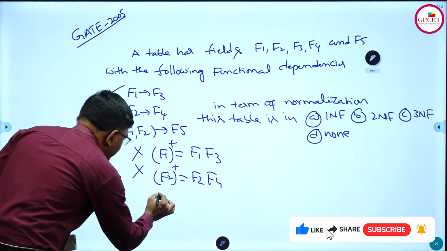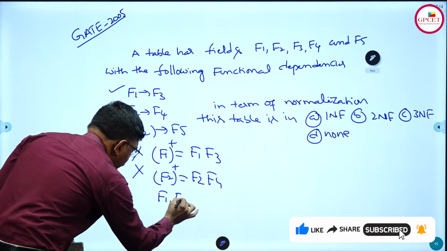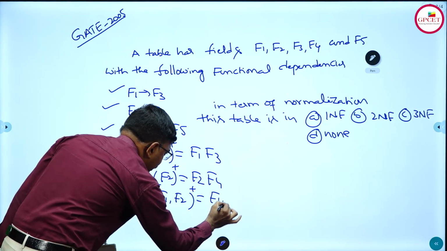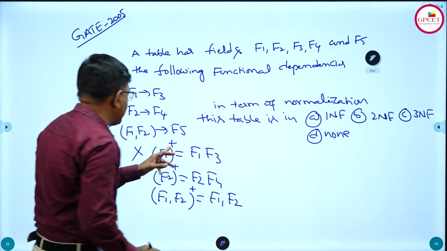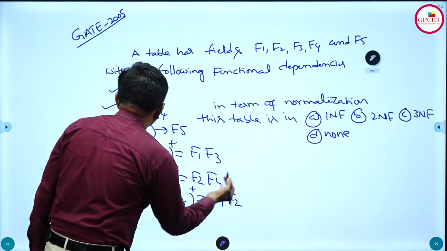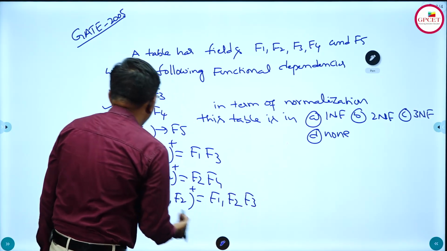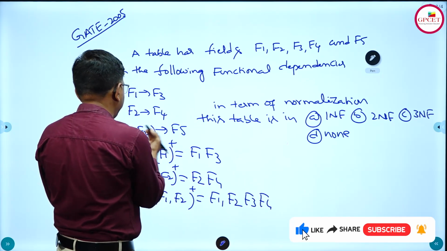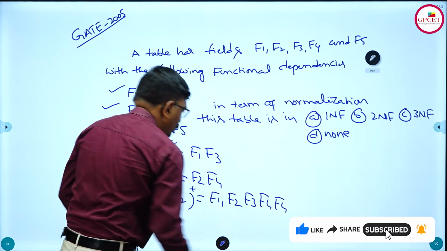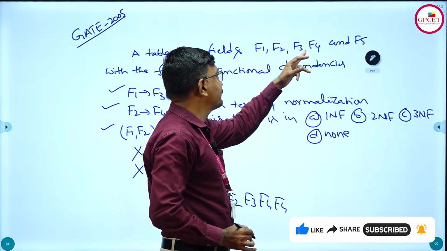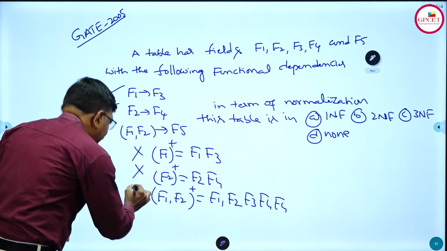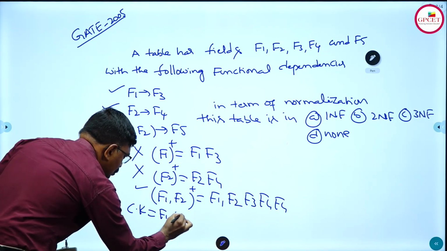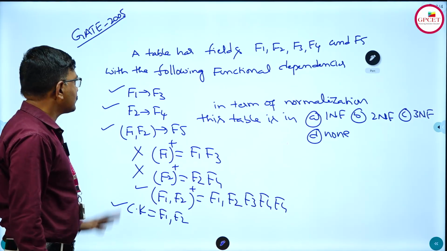And then next, F1, F2 closure. Based on the reflexive property, F1, F2. F1 derives F3, F2 derives F4, F1, F2 derives F5. We can get the original attributes F1, F2, F3, F4 and F5, and this is the candidate key. Candidate key is F1, F2. Is it clear?